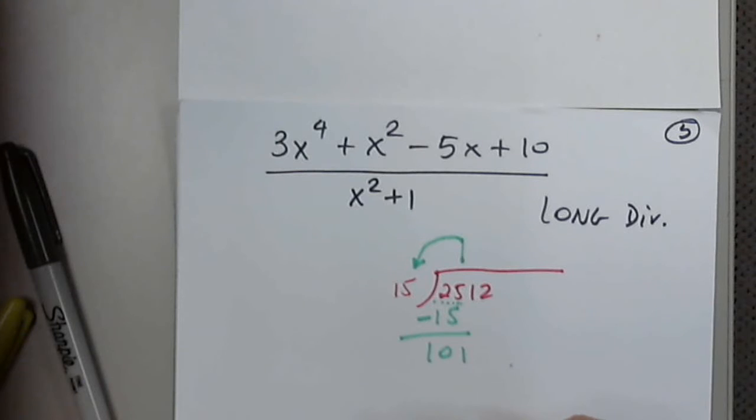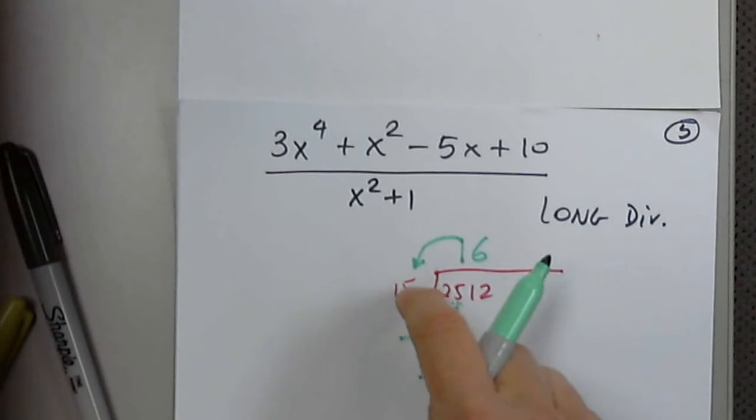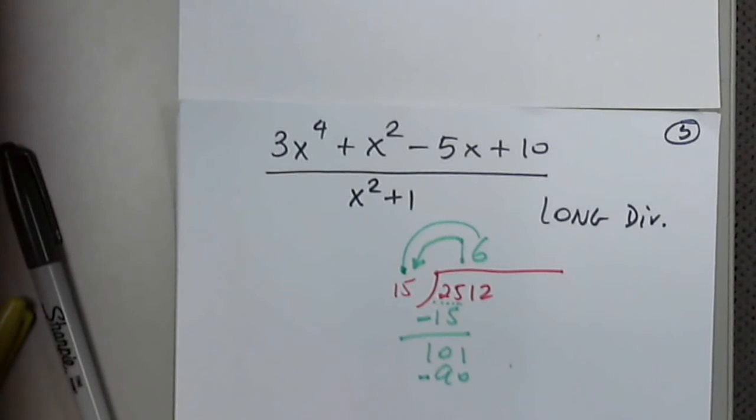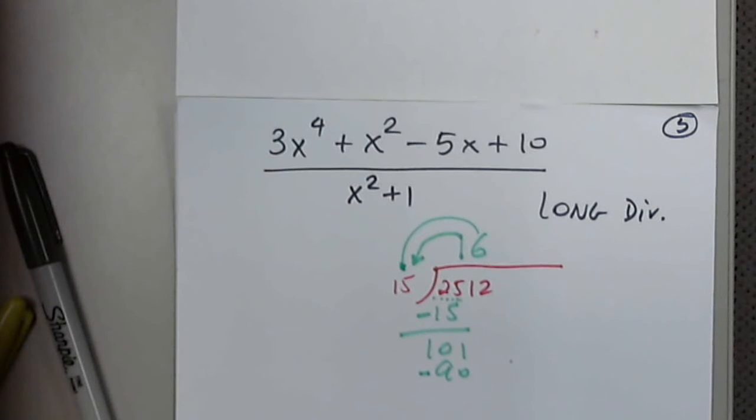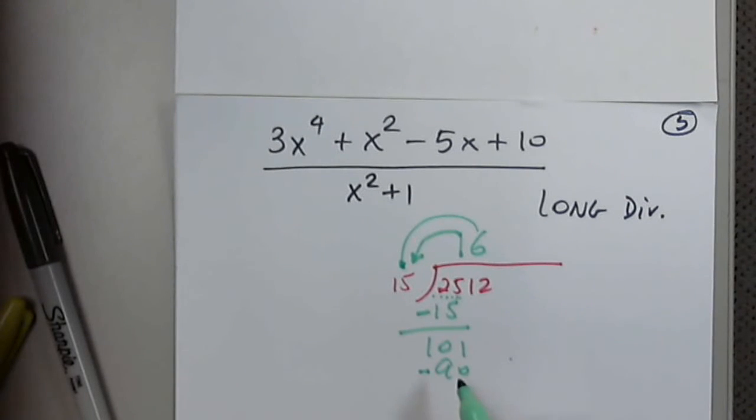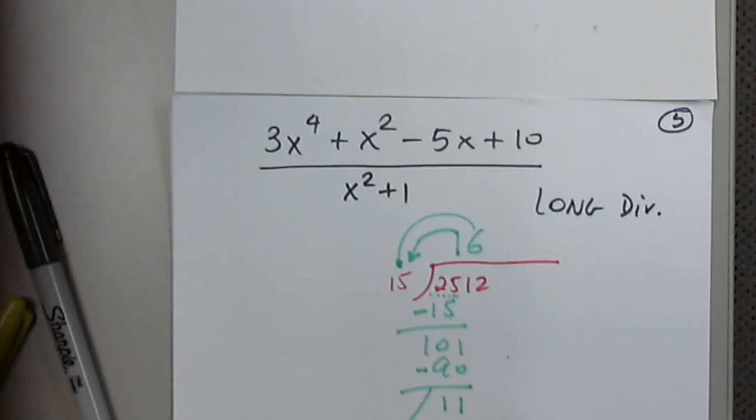15 goes into 101. How many times? 2 15s is 30. So it's 6. 30 plus 30 plus 30, right? So 6. So that's 90. But I subtract. 6 times I go back and distribute 6 to 15. I get positive 90, but I have to subtract, so I write negative 90. And then I have 1 and 1. I bring down the next in line.